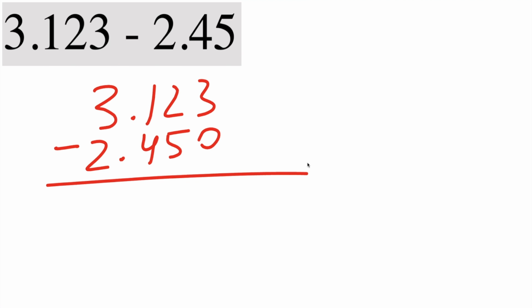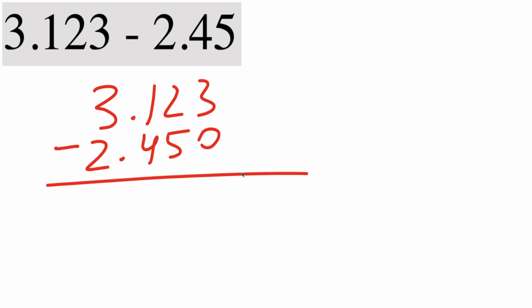3.123 minus 2.45. So you see everything is lined up. The ones, the tenths place, the hundredths place. There's no thousandths place for this piece, but this one does. So just put a 0. And now we will subtract.